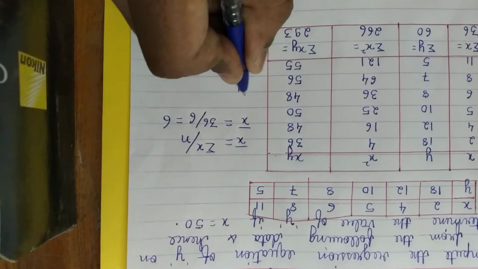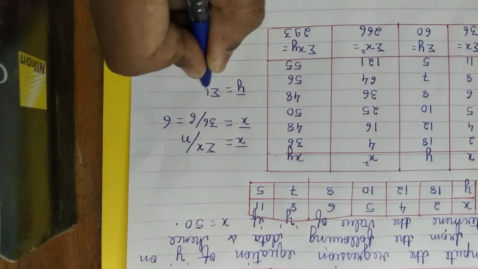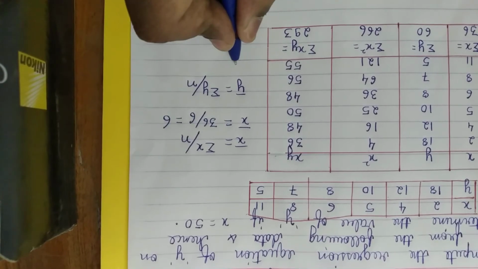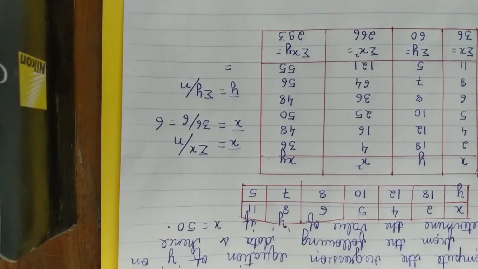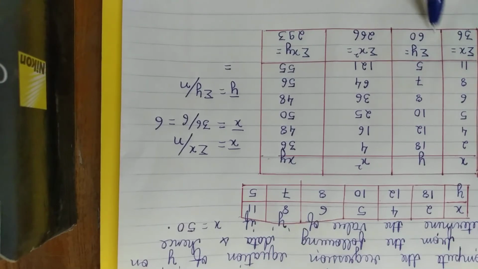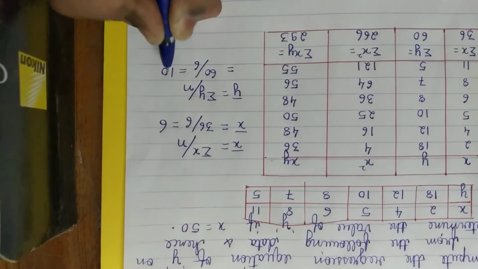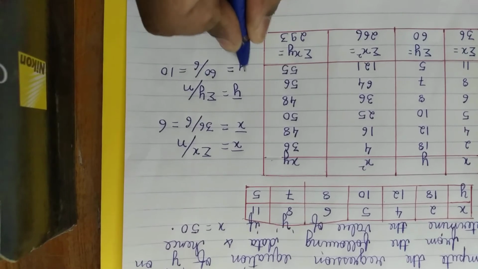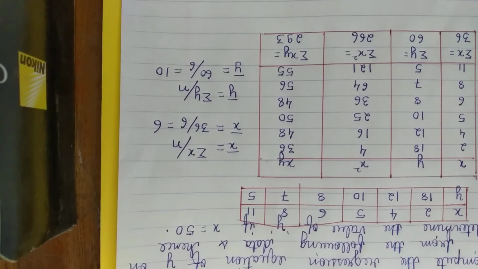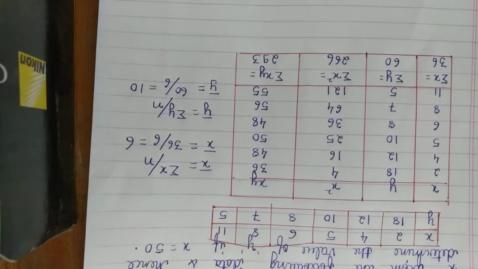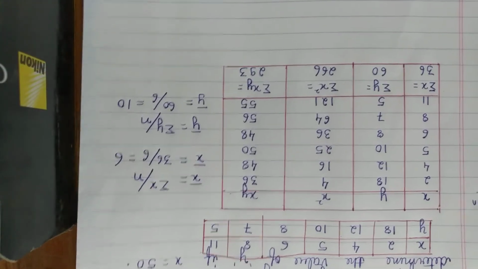Similarly, y bar equal to summation y upon n. Summation y is here 60. So it is 60 divided by 6 equal to 10. So y bar equal to 10. Fine. So you have found out x bar and y bar values just like in previous problems.